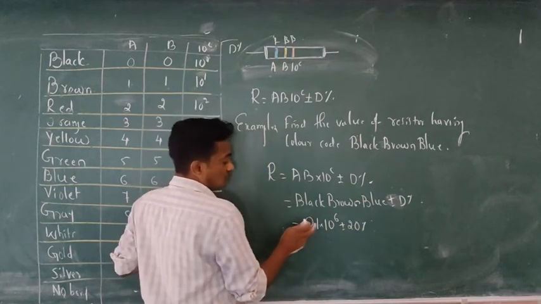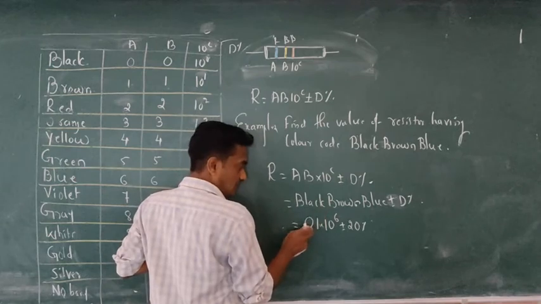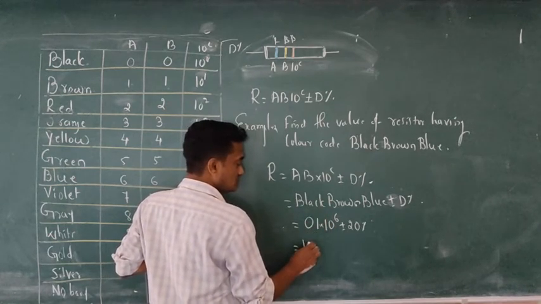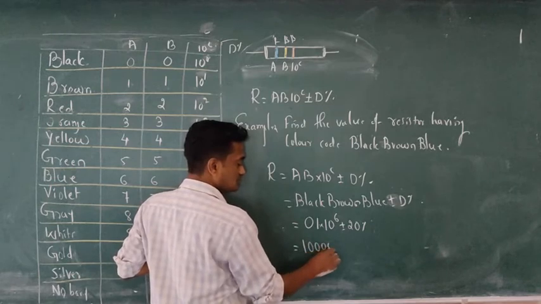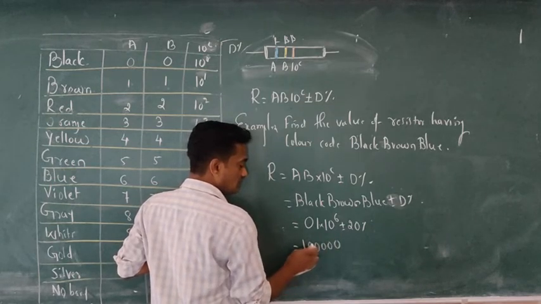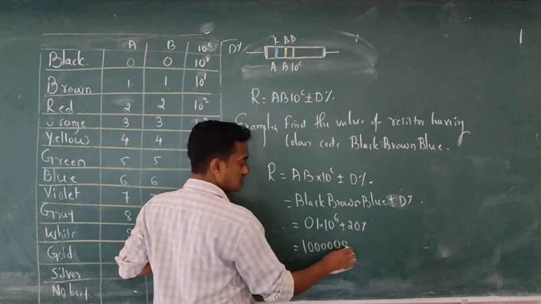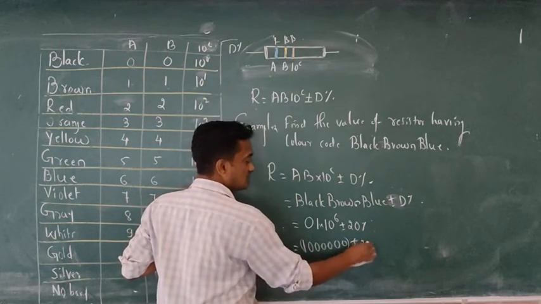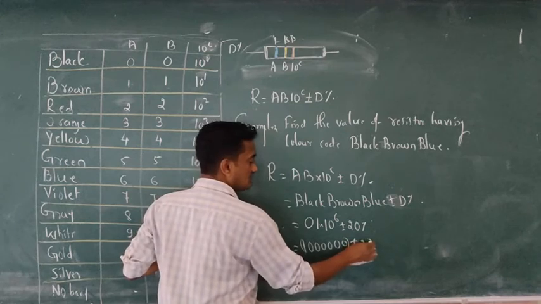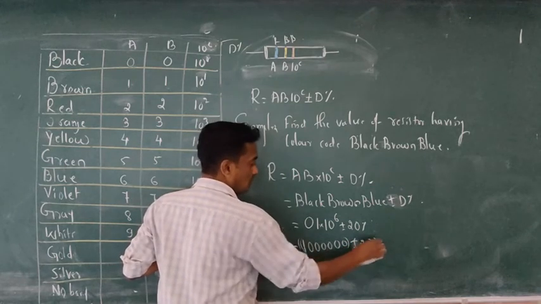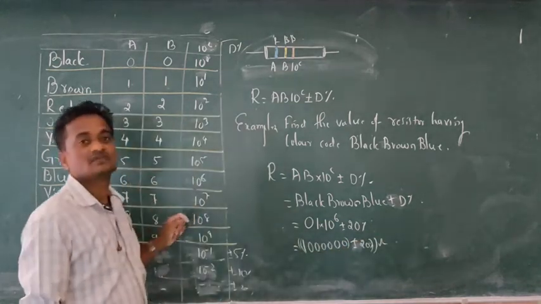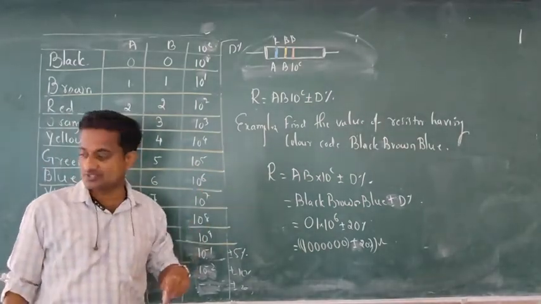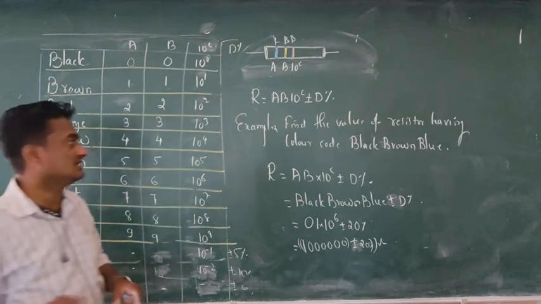Means 01, that is 1 into 10 to the power 6, means 1 followed by zeros: 1, 2, 3, 4, 5, 6 zeros, plus or minus 20%, ohm. Then if they give the values, then how to calculate the colors?